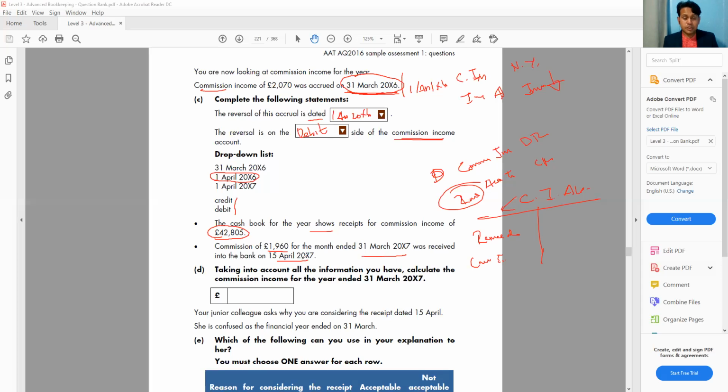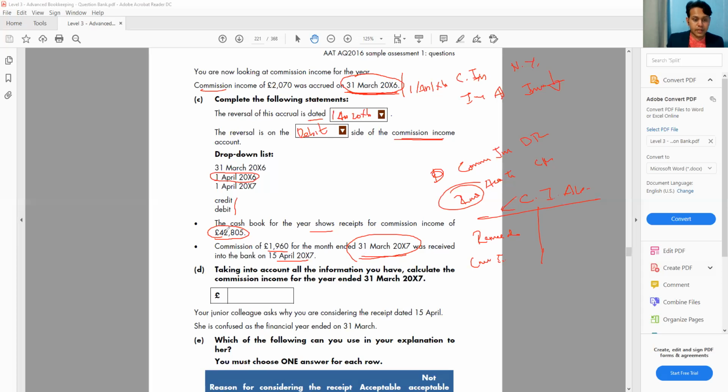So there is some commission income that is relevant to 31st of March 2007, but we received it in the bank account next month, 15th of April. It doesn't matter if we received it next month, if the income is relevant to this period, I have to bring it back. Even though I receive it next month, we have to record it for this period.